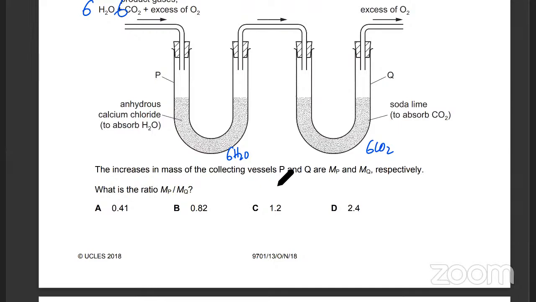So we have to figure out the ratio. P is this one. So 6 water molecules, that's 6 into 18, right? So tube P, its mass will increase by 6 into 18. Tube Q is 6 into 44, right? So I guess I get 18 over 44. Which is the correct option? A. Yeah, A. You guess it's A.